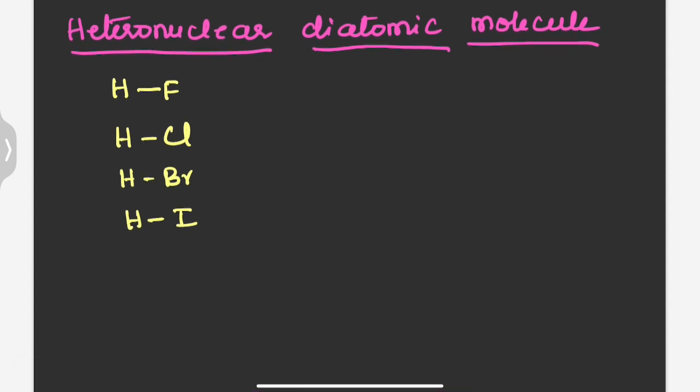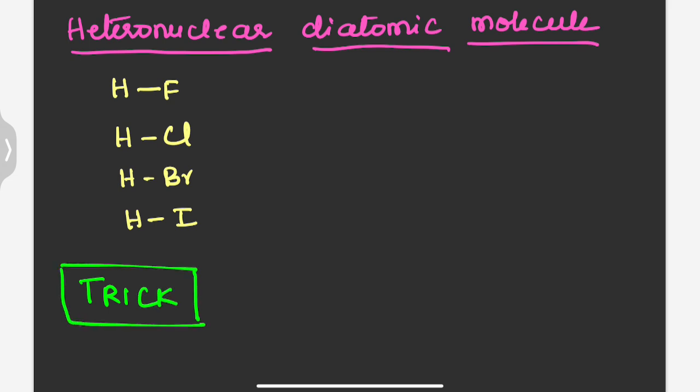Coming to heteronuclear diatomic molecules, for example, these 4 molecules are given. Now you have to find out which is having more dipole moment and which is having less dipole moment. For this I'll teach you a trick. What is the trick you are going to use?